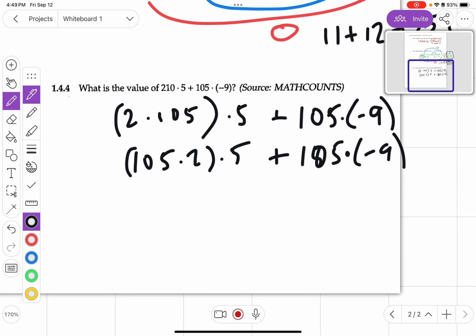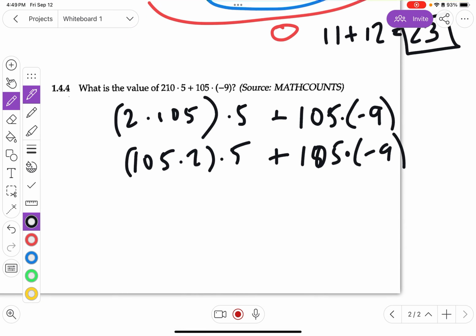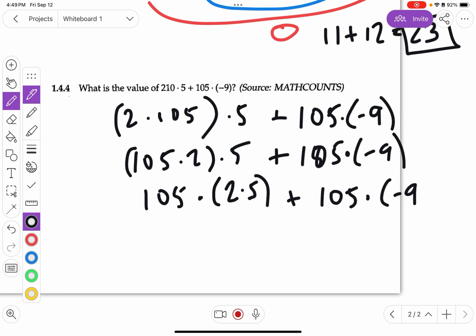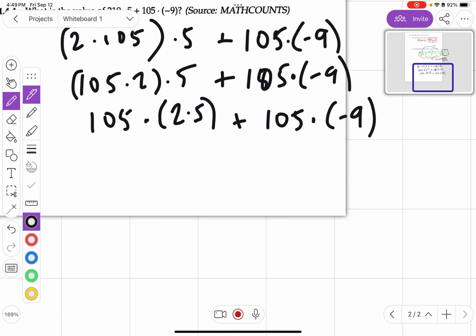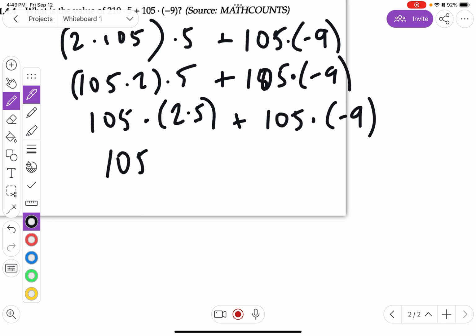And then I'm going to use the associative property. I say, I don't really want to multiply 105 and 2, so I'm going to change it to have 105 times 2 times 5. So there's that 2 times 5 again, making 10. Okay? And we have 105 times -9. Okay? So we say, oh, I have 105 times 10, and I have 105 times -9. Maybe there's something I can do to consolidate that.